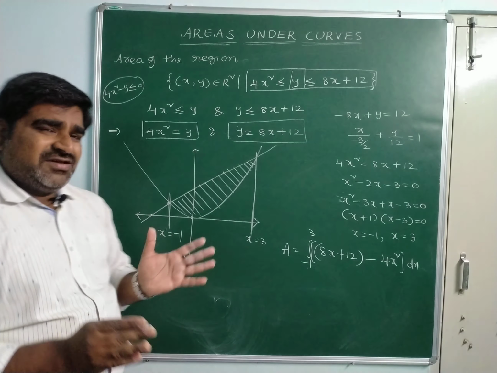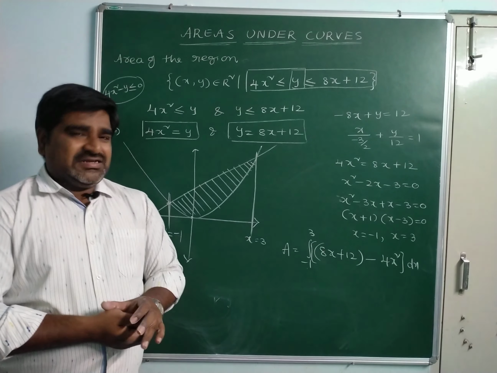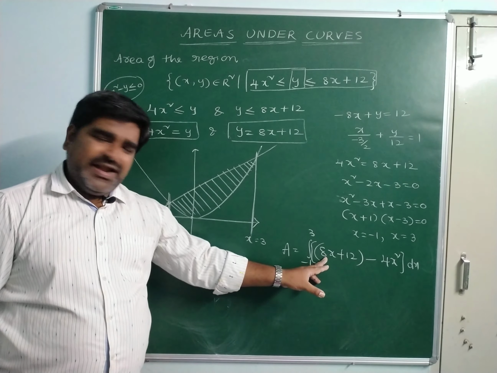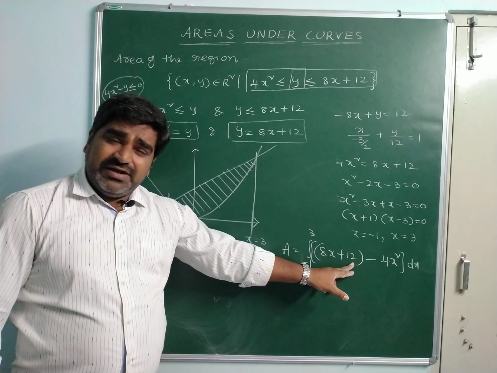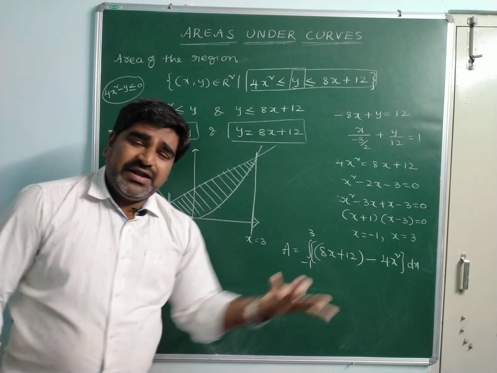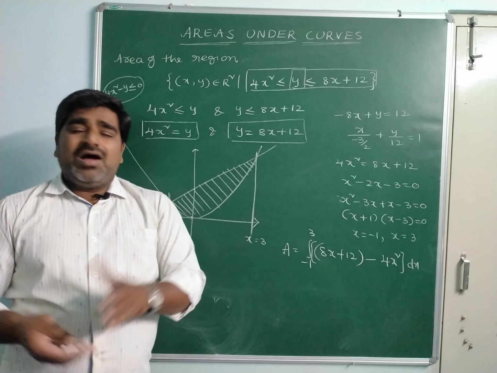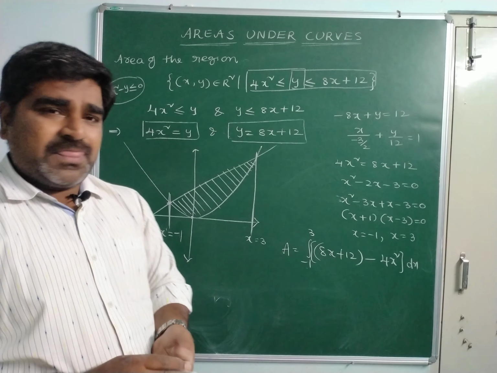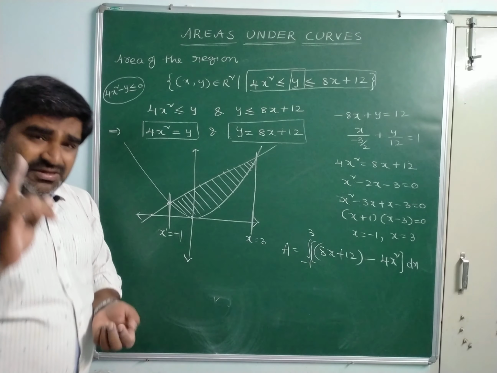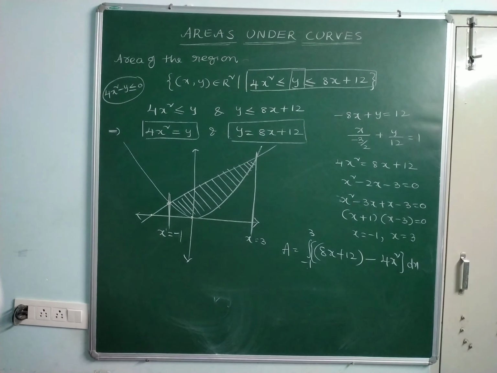After tracing a curve, it is very, very easy to get the answer. It's a very simple integration: 8 into x integrates to x square by 2, 12 into 1 integrates to x, 4 into x square integrates to x cube. Just apply the limits and you automatically get the answer. So in areas, tracing of a curve plays a major role. Let us discuss one more example.